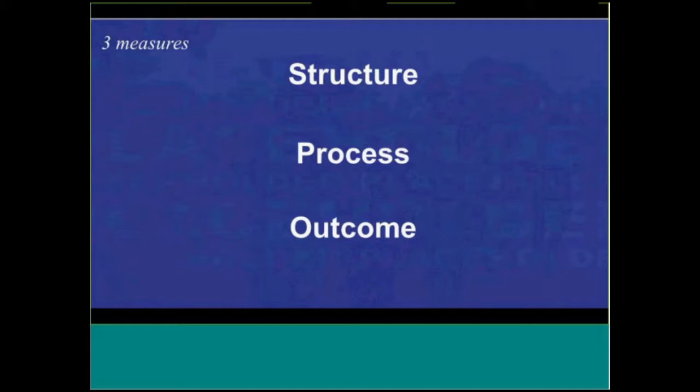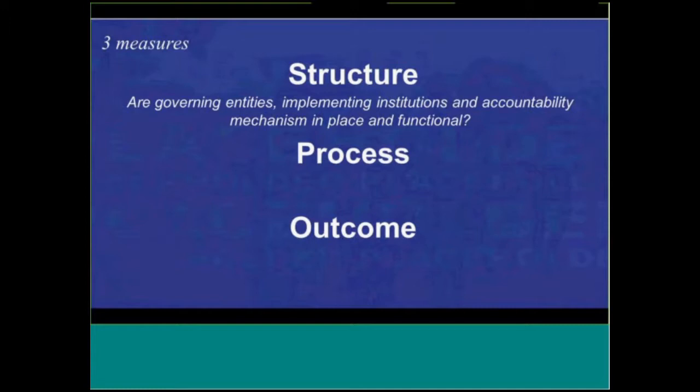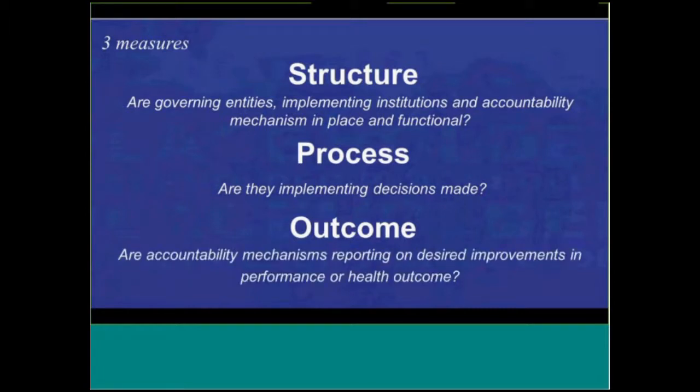And lastly, we think all these elements and levels can be assessed for governance effectiveness using simple structure, process, and outcome measures. And we're talking here mainly about practitioners, not about research. So when it comes to assessing governance function, it's possible to do this using existing information. We can ask, for example, on structures, are governing entities, their implementing institutions, and accountability mechanisms defined, in place, and functional? Secondly, on process, are decisions being made? Are implementation arrangements underway? And on outcome, are accountability mechanisms reporting on the desired improvements in performance and on health outcomes?